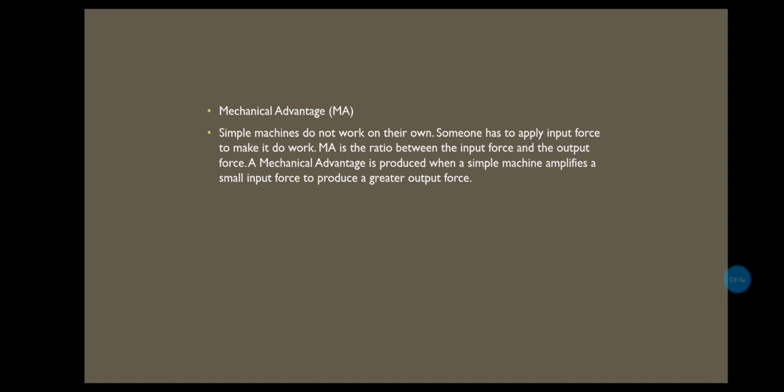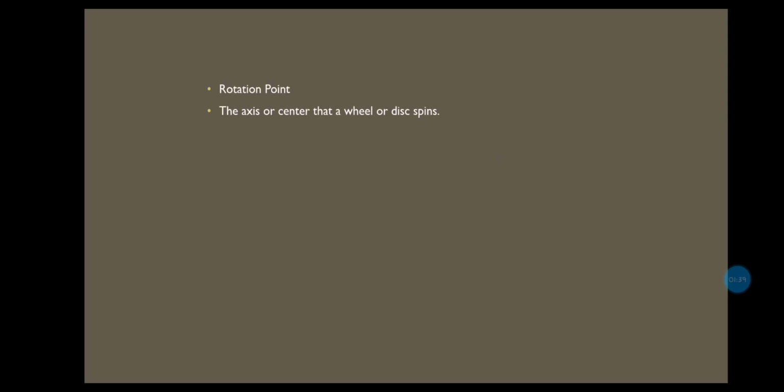The mechanical advantage, MA. Simple machines do not work on their own. Someone has to apply input force to make it do the work. MA is the ratio between the input force and the output force. A mechanical advantage is produced when a simple machine amplifies a small input force to produce a greater output force.